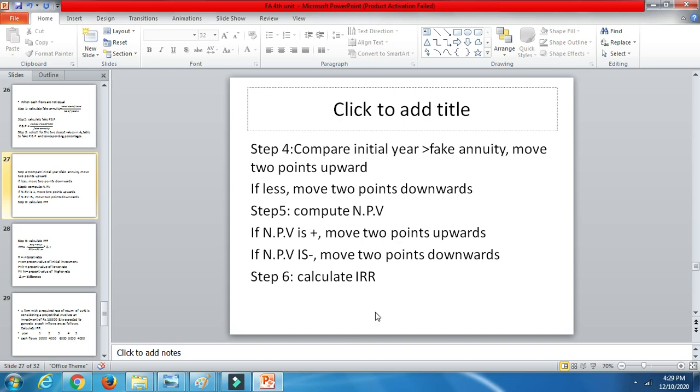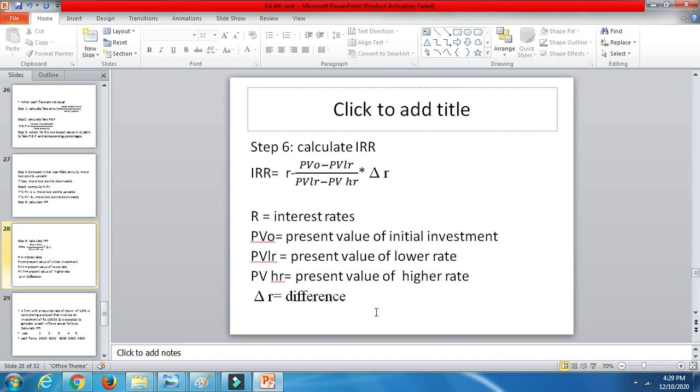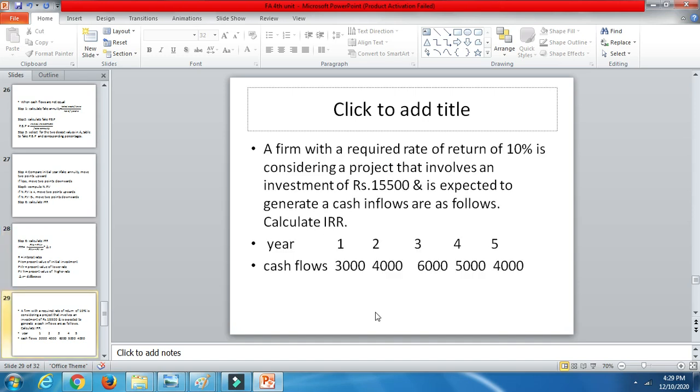Then compute the NPV. If NPV is positive, move 2 points upwards. If NPV is negative, move 2 points downwards, until you get one positive and one negative. If suppose you got a positive 5,000, then calculate again and you should get a negative. If still positive, move 2 points upwards again until you receive a negative. The last step is to calculate the IRR using a similar formula. So let's start doing it. This is the question.